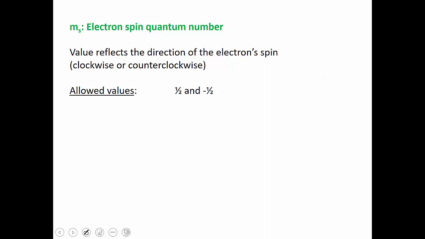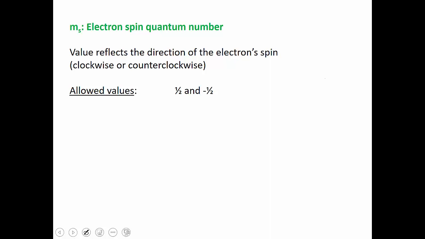These values are somewhat reflecting the direction of the electron's spin. It has to do with its momentum. We're really not going to get into the exact definition of what the positive half and negative half mean. Just know that if you have 2 electrons with their first 3 quantum numbers equal, they have to have different values of m sub s, because when you have 2 electrons in the same orbital, one has to be spinning in the opposite direction as the other one. So no 2 electrons within an atom can have all 4 quantum numbers equal to each other.